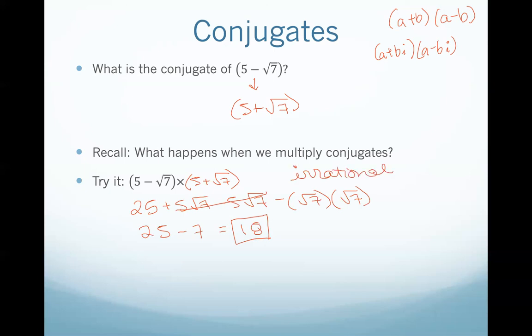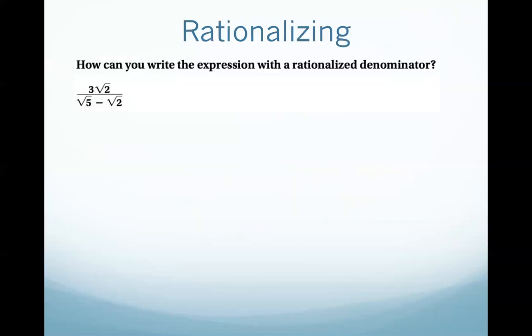We multiplied by the conjugate to get a rational number. So we went from something that has a square root to something that does not have a square root. And this is our second look at rationalizing when we have radicals. When we have a radical in the denominator, we never want to leave it there.